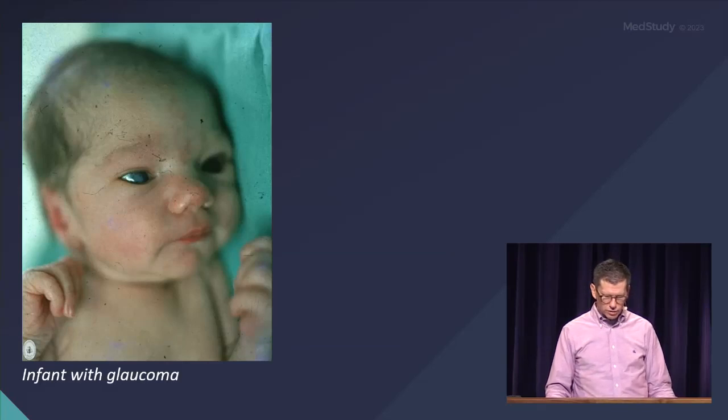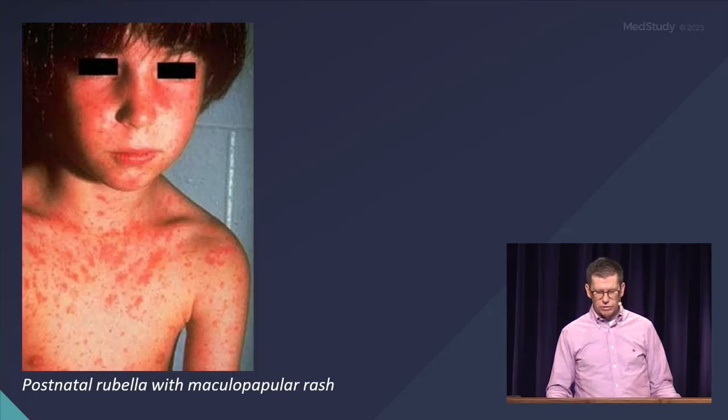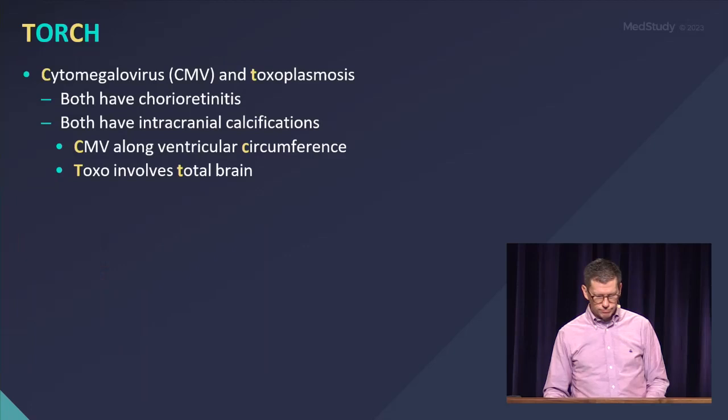So this is an infant with glaucoma that you could see in your nursery. This is usually going to be seen in the first trimester. This indicates that the baby was infected in the first trimester, and then postnatal rubella with a maculopapular rash.